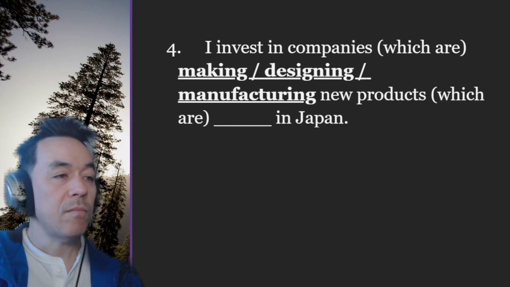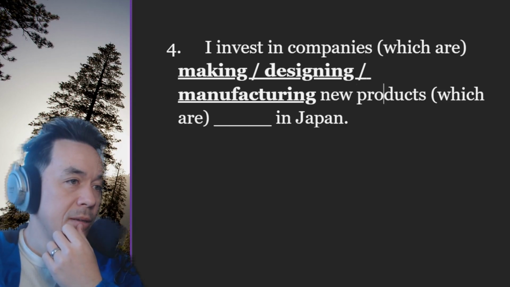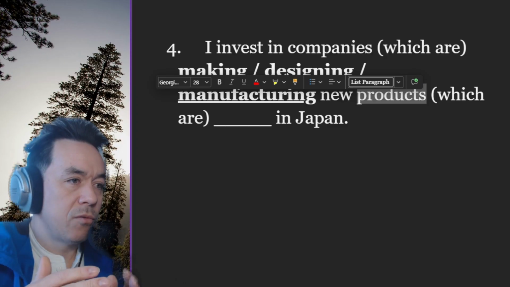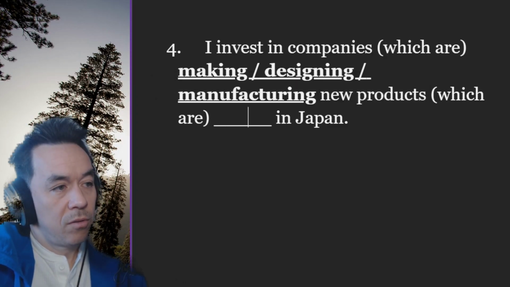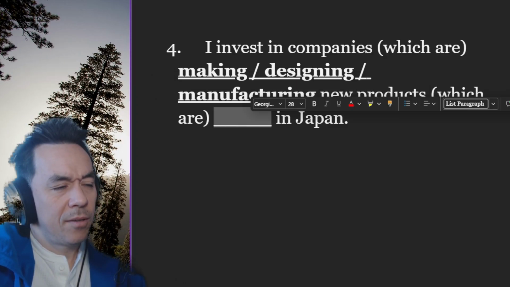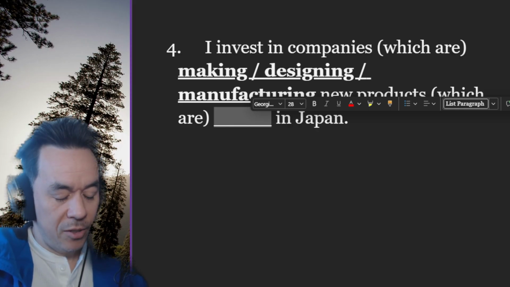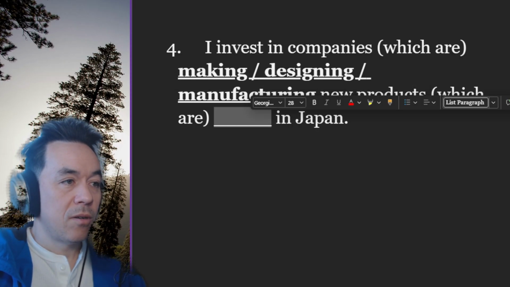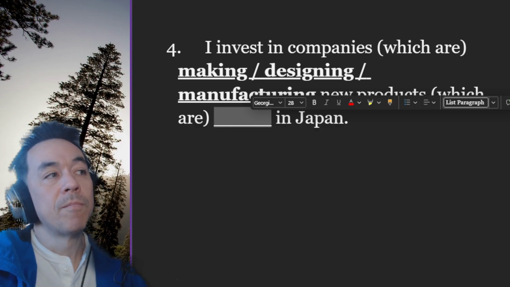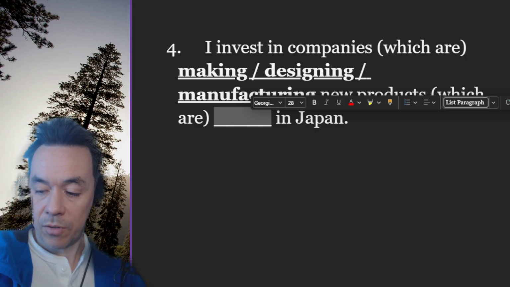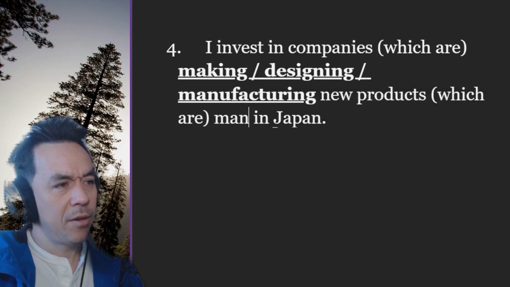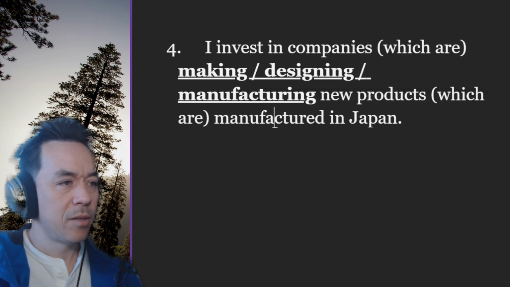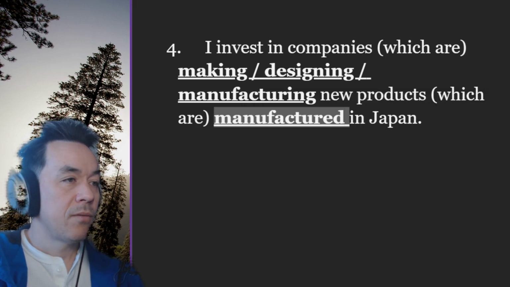Now this is going to be, the products don't, which are, what could be "which are" helping in Japan, which are, now this is going to be a passive, which are, maybe this should be manufactured. Maybe that should be there. I invest in companies which are, so we'll say this, we'll cut this out.